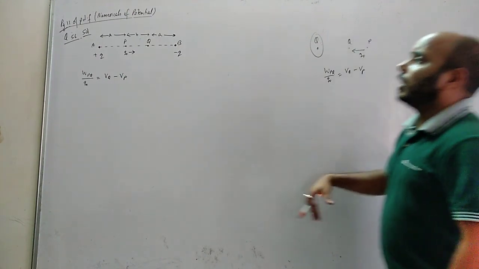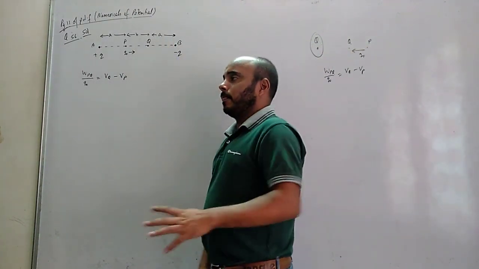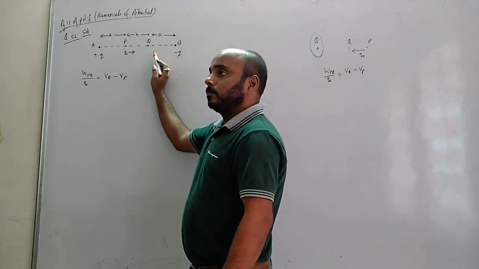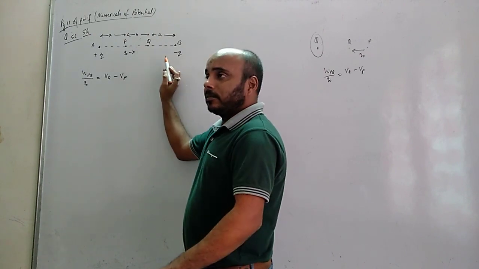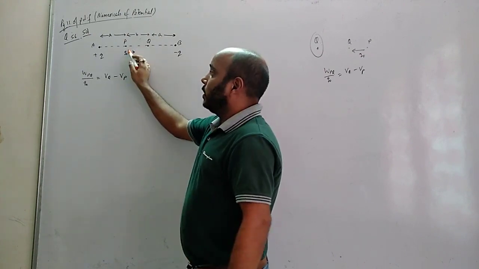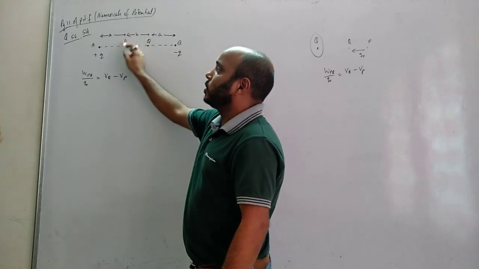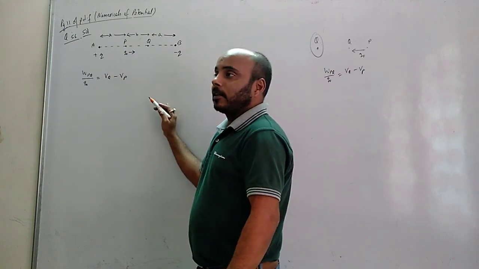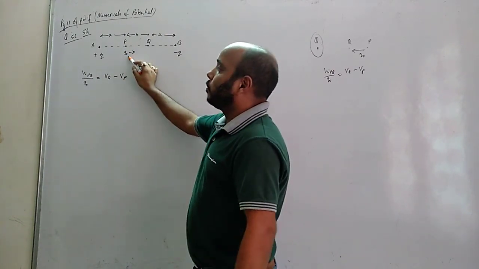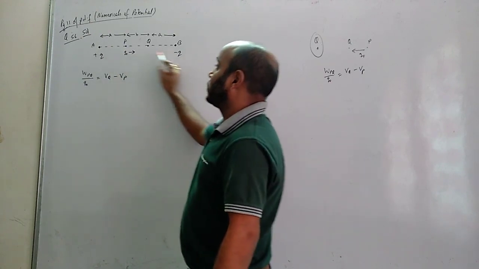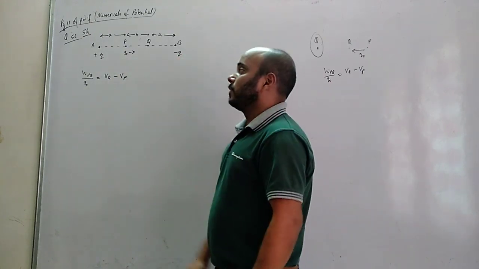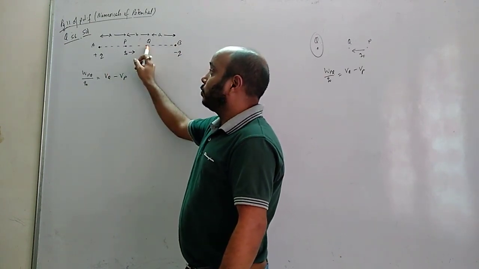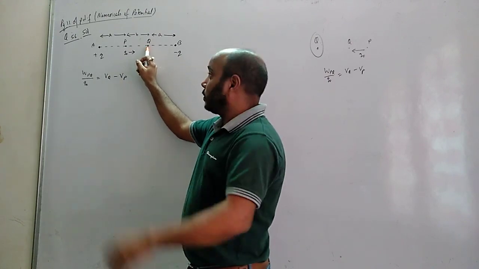Now how does this condition differ from the earlier one? See, this Q naught is moving from P to Q, that means it's moving in an electric field. Whichever charge's electric field it is moving in, that charge's potential will be VQ and VP. Now the problem here is that this Q naught is moving in the vicinity of two charges, plus Q and minus Q. There are two charges we have, plus Q and minus Q. Clear? That means this potential at Q, VQ, will be the net potential at Q.